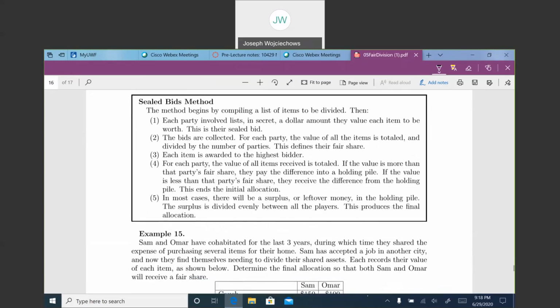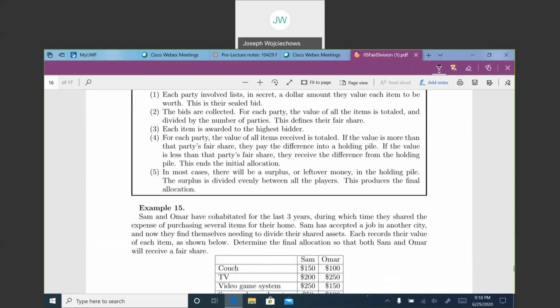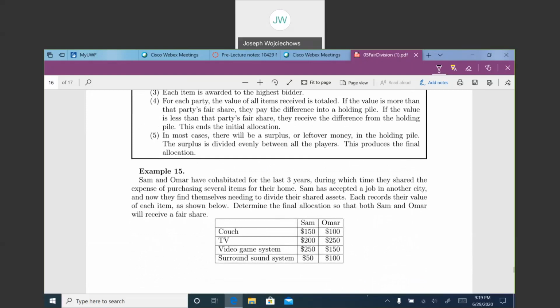The value of all the items is totaled and divided by the number of parties. This defines their fair share. Each item is awarded to the highest bidder. For each party, the value of all items received is totaled. If the value is more than the party's fair share, they pay the difference into a holding pile. If the value is less than the party's fair share, they receive the difference from the holding pile. This ends the initial allocation.